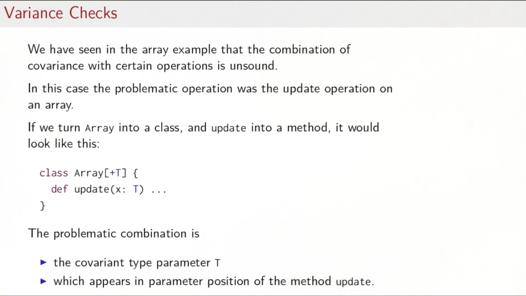To find out what the rules are, let's look again at the array example. I now assume that Array is a class, written like this, Array[T], and the updating functionality in Array is captured as a method, call it update. So the problematic combination was that the class was covariant, so the type parameter T had a plus here, whereas update took a parameter of the same type T. So a covariant type parameter T together with a method that takes a parameter of that type will lead to problems, or did lead to problems in the array case.